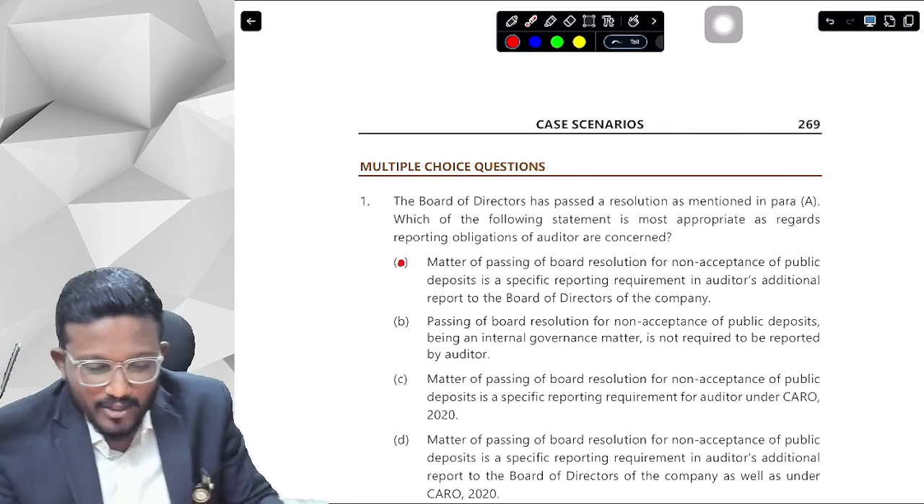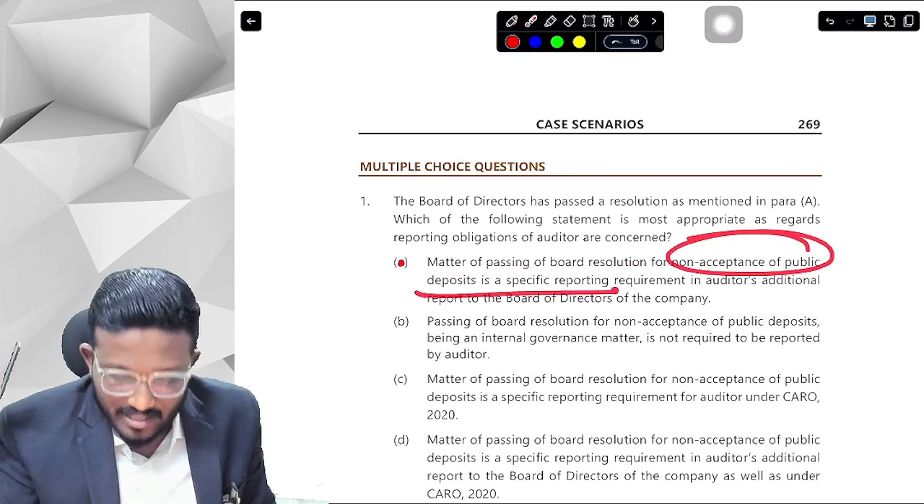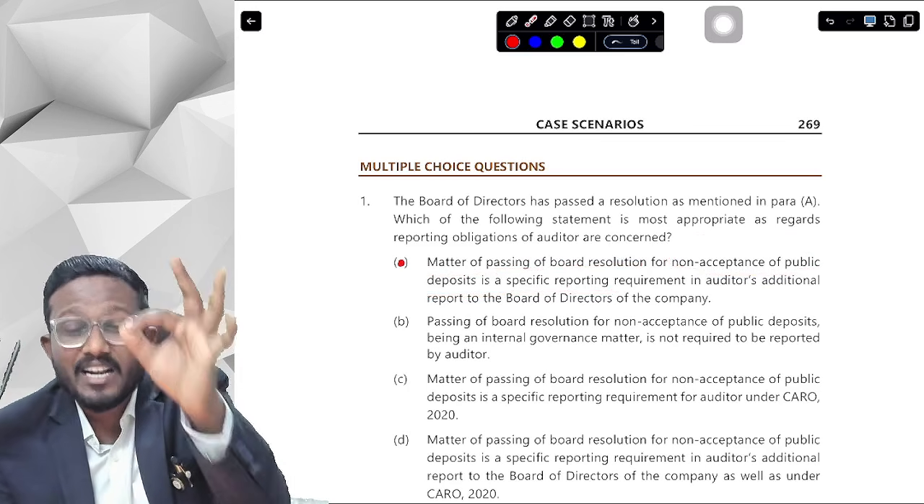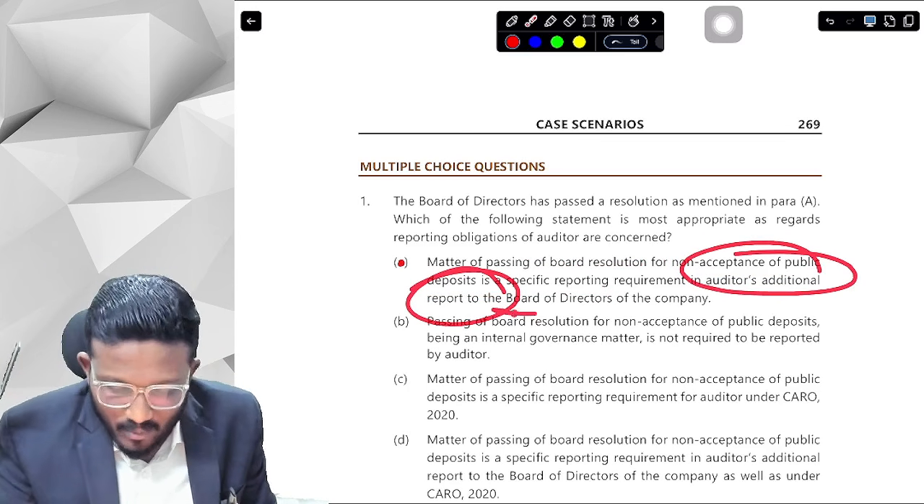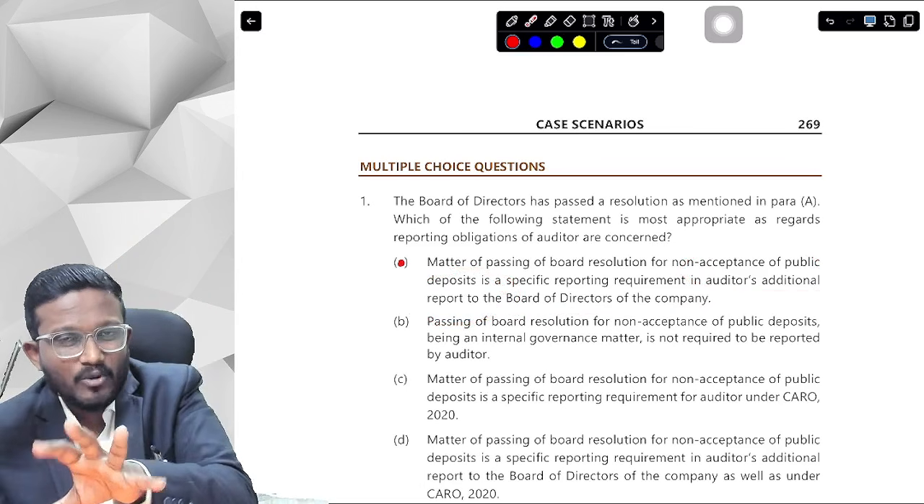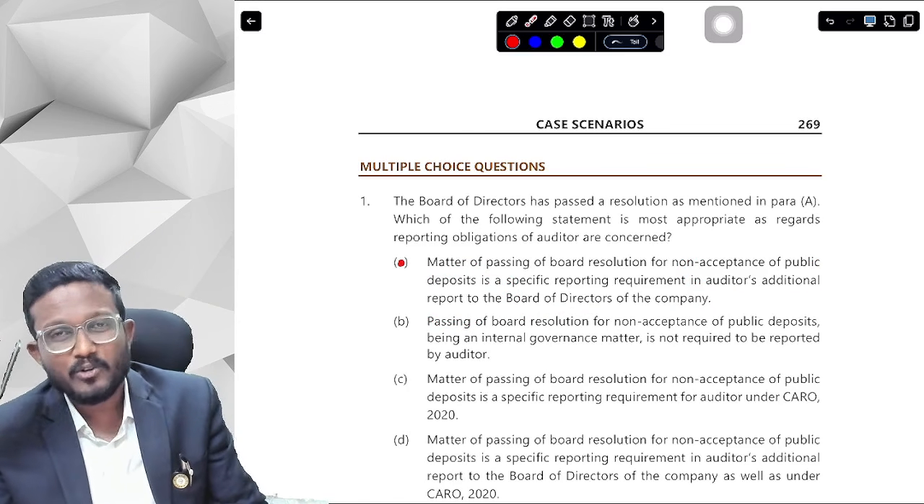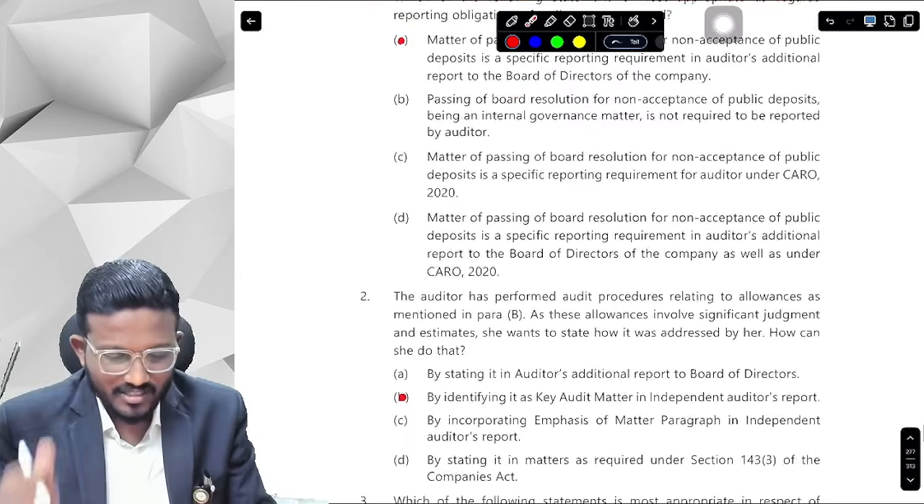Yes, in the NBFC audit, we have discussed that if a board resolution is passed by an NBFC regarding non-acceptance of public deposits, this is a specific reporting requirement in our additional report to the board of directors of the company. Whenever we give the additional report, there were some points that we have to give. In that, the first point was that a board resolution should be passed for non-acceptance of public deposits. Okay, yes sir.